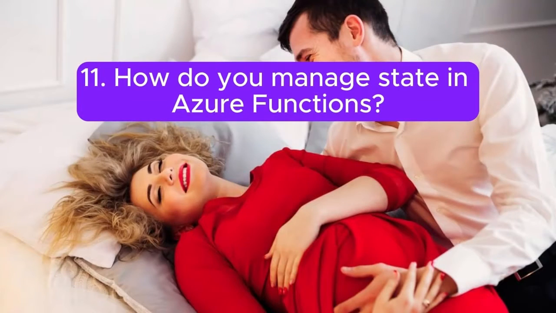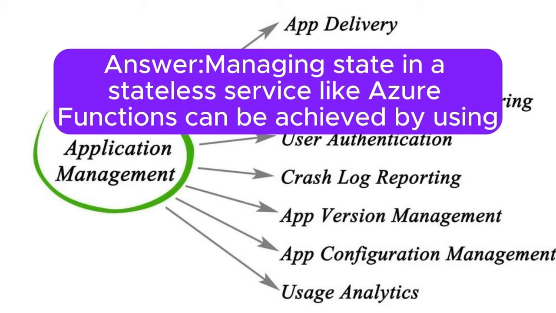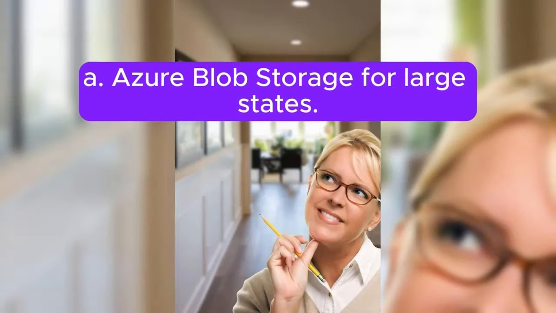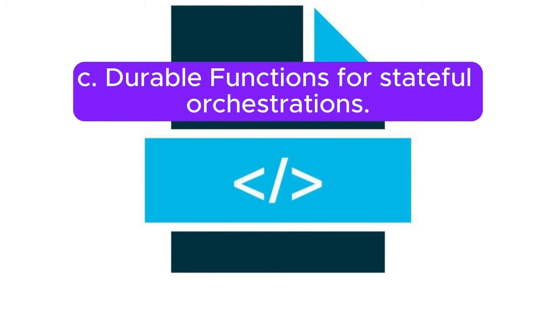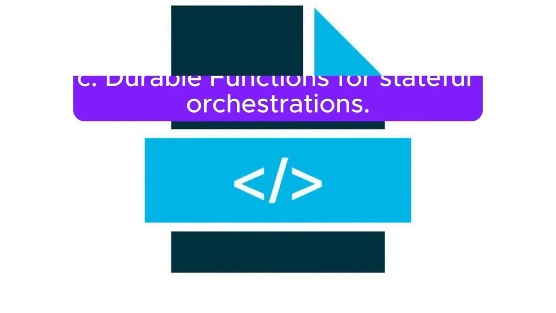11. How do you manage state in Azure Functions? Answer. Managing state in a stateless service, like Azure Functions, can be achieved by using A. Azure Blob Storage for large states. B. Azure Table Storage or Cosmos DB for structured data. C. Durable Functions for stateful orchestrations.